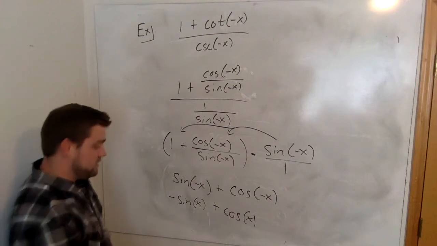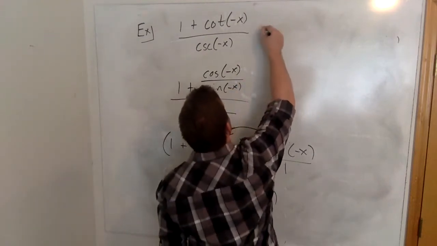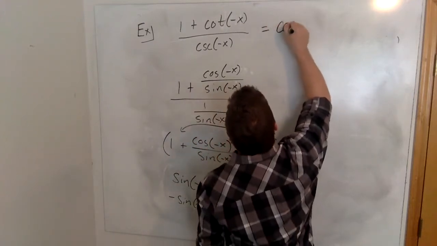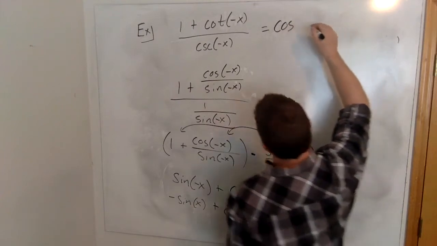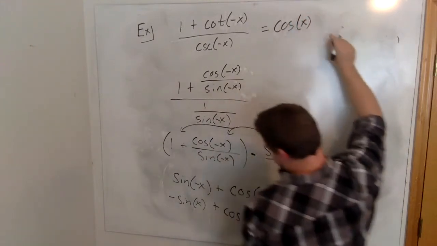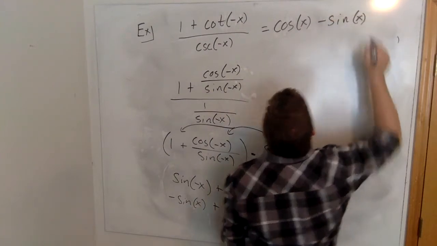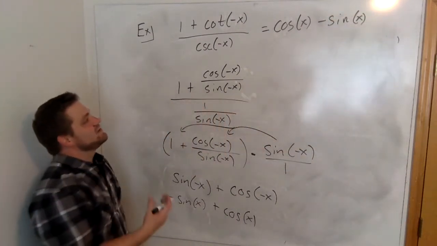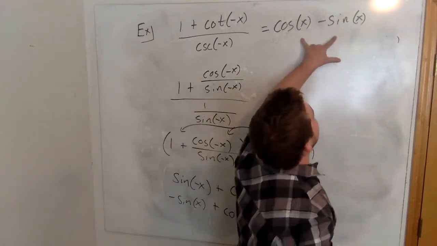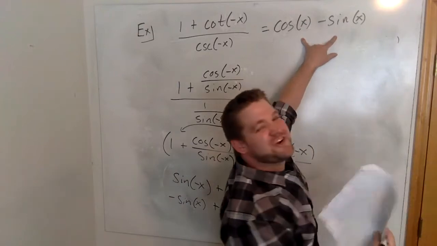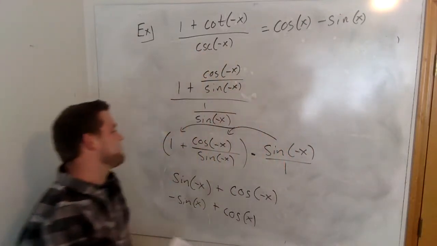It doesn't matter how you write it. It'd be totally fine for you to write it like this. However, I think this looks nicer if we write it as cosine of x minus sine of x. This looks prettier to my eyes. I would say this is much simpler than what we have written right here.